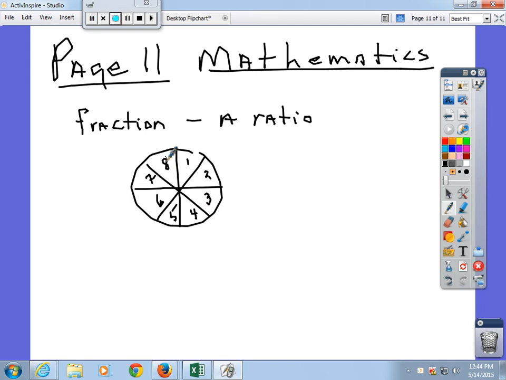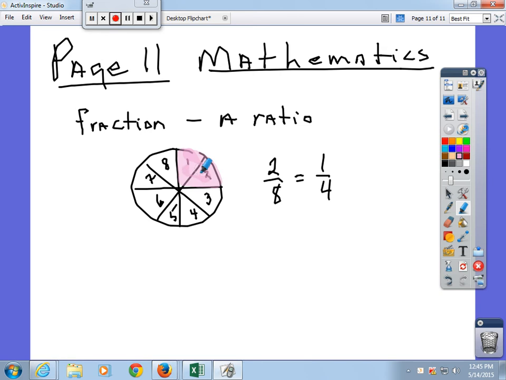All right, so you've got 8 pieces of pizza. If you eat 2 of those pieces, then you have eaten 2/8, or you've eaten what? 1/4. You've eaten a quarter of that pizza. And if you take your handy dandy highlighter and shade those 2 pieces in, what does that shaded piece look like? A quarter. Okay. And that's a fraction.